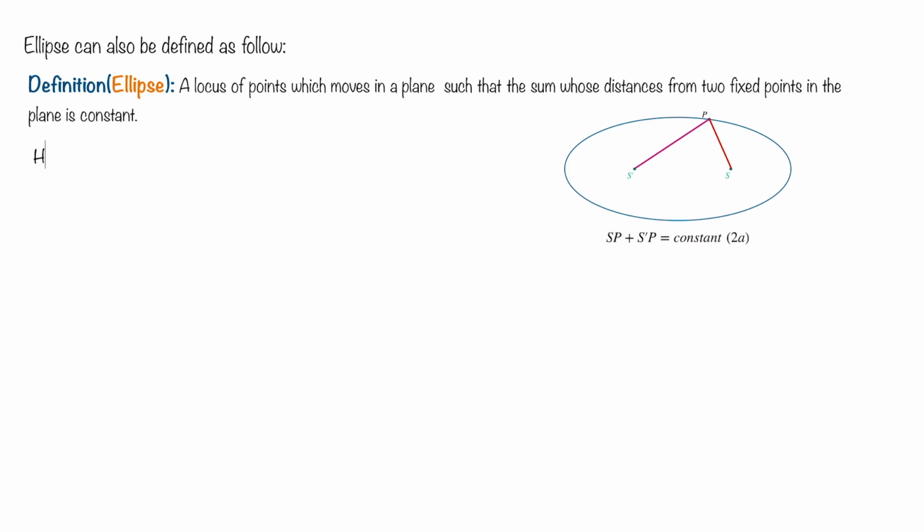Fine. Here, the two fixed points are called foci. Okay, two focus, focus one, focus two. The plural word for focus is foci, right? So the two fixed points are going to be foci. Fine. Let us watch the animation for tracing out an ellipse using the above definition.